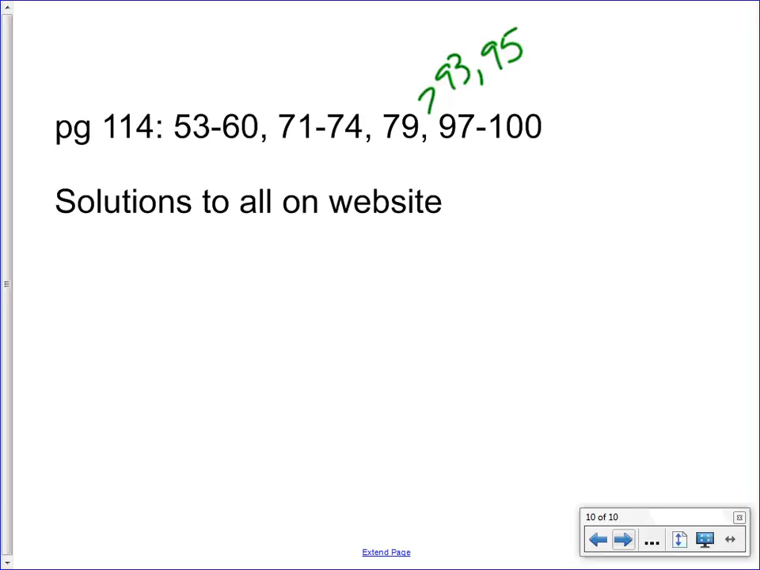I pledge allegiance to the flag of the United States of America and to the republic for which it stands, one nation, under God, indivisible, and with liberty and justice for all. Thank you very much. You're welcome.